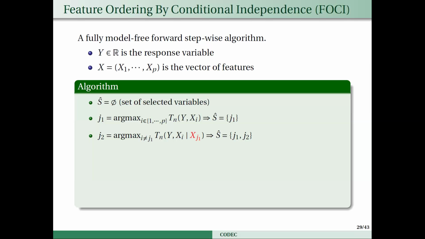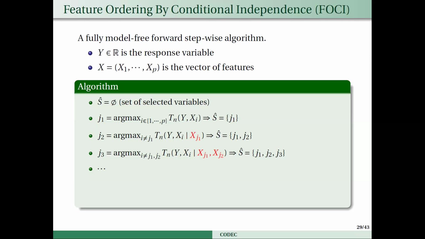So conditional on the variable that I've already picked, another round of screening: how much y depends on any of the remaining ones, pick the one that maximizes it, put it into my set S hat. Third step the same. Now I have already picked two, so conditional on the first two selected, pick the one that maximizes the dependence conditional on the already selected ones. I continue like this. Okay, when do I stop?